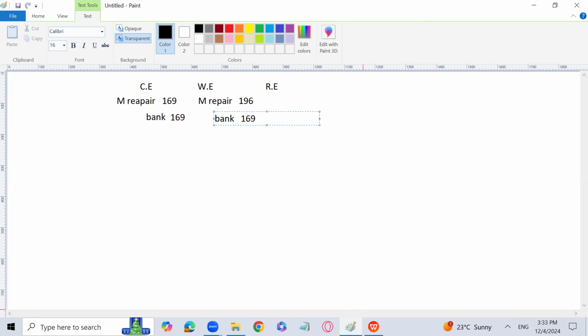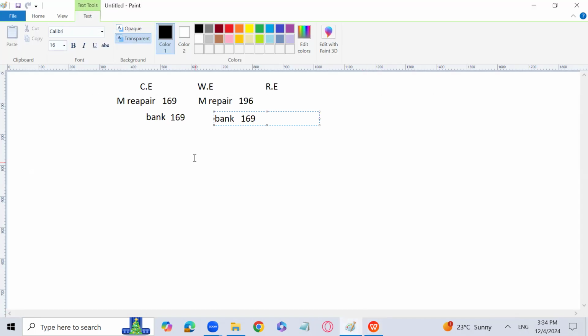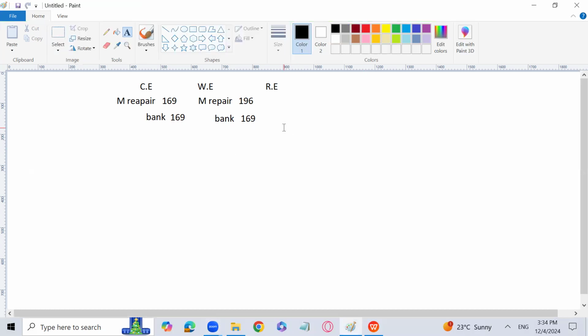No. That is why it is known as a transposition error, because the examiner has said that the payment had been correctly entered in the cash book. So in the cash book, it is correctly entered. It means the bank is correctly credited with 169. Only the motor repair account has been debited with 196. First of all, we need to correct the mistake. Just see the question. There is no mistake in the bank, but we have debited motor repair with the extra amount.